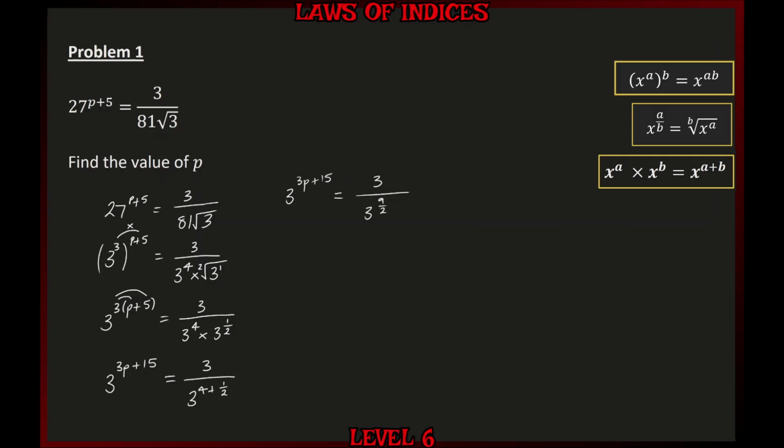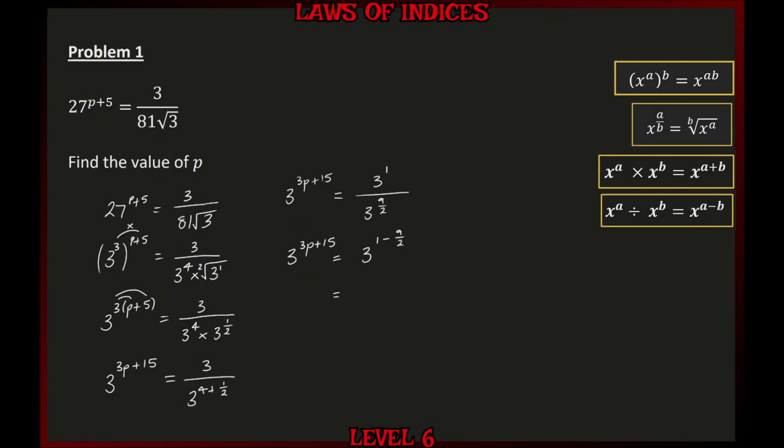Now, the fraction on the right hand side of the equation tells us that we're dividing indices. And if we rewrite the numerator as 3 to the power of 1, we can use this law, which tells us that 3 to the power of 1 divided by 3 to the power of 9 over 2 is the same as 3 to the power of 1 minus 9 over 2. And the left hand side of the equation is still 3 to the power of 3p plus 15.